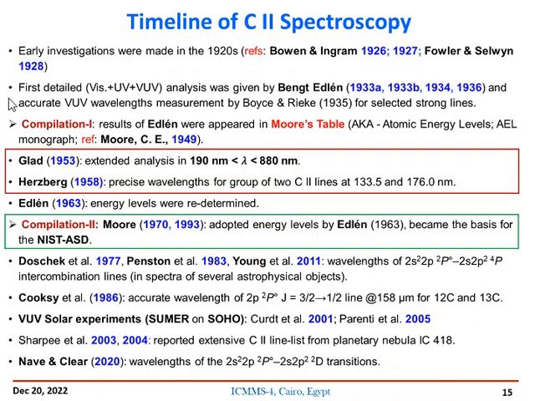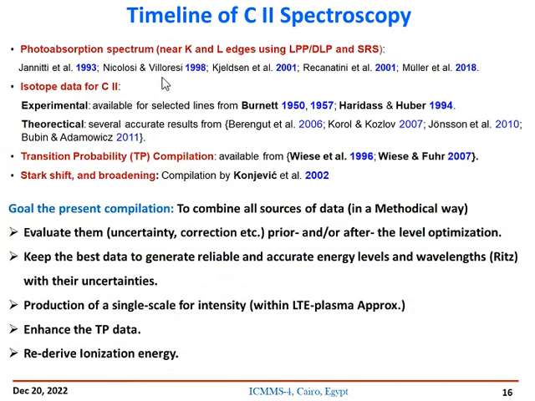So here is the timeline of C II spectroscopy. You can see that the early investigation started in the 1920s and the major investigations are in 1953 by Glad and in 1958 by Esberg. All this data until 1963 has been compiled by C. E. Moore, so they are known as the Moore tables. After the Moore compilation, there is plenty of other work which is not included in the ASD or Moore tables. So the goal of the present compilation is to combine all sorts of data in a methodical way.